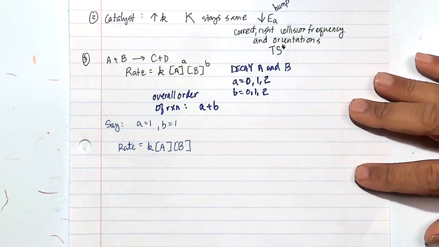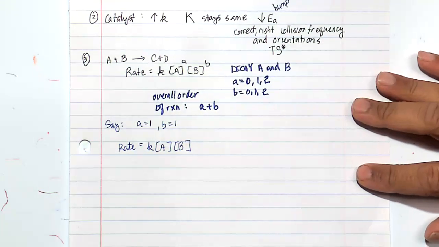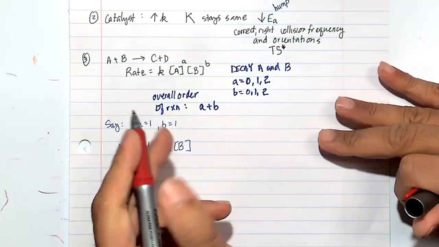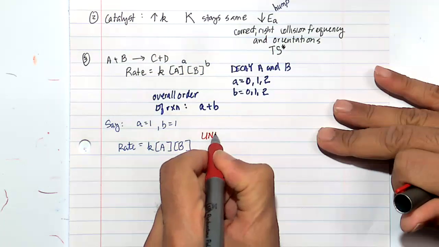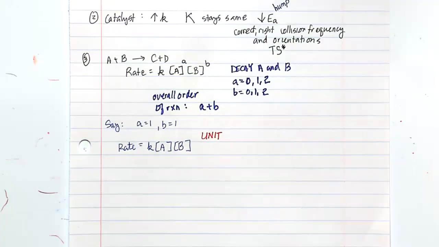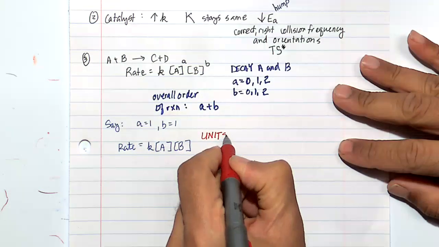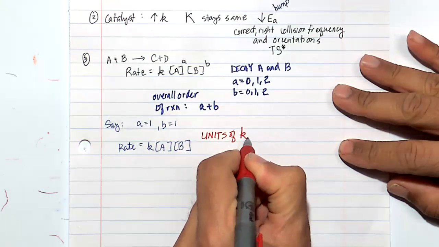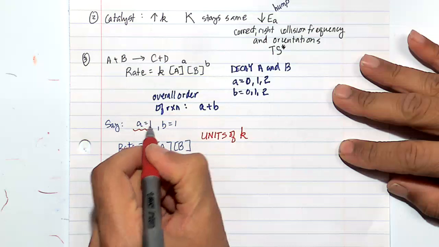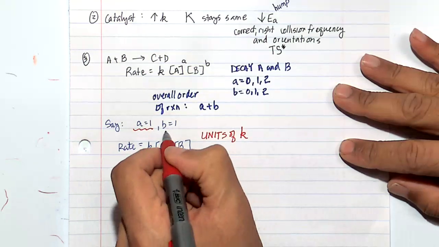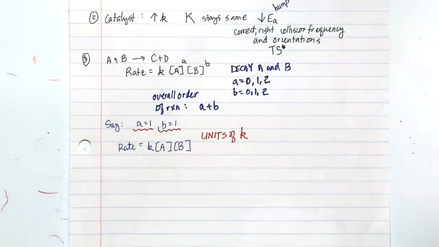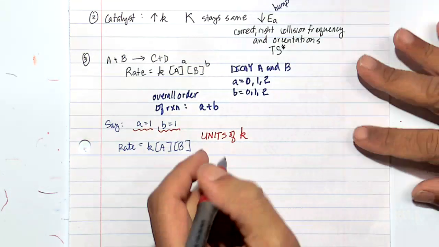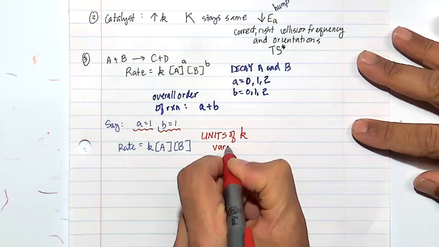So, one thing here is units. The units of this rate constant are going to vary. So the question I have here is what would be the units of K, rate constant, if A decays with first order kinetics and B also decays with first order kinetics? What will be the units of your rate constant K? Remember, the units of the rate constant K will vary.